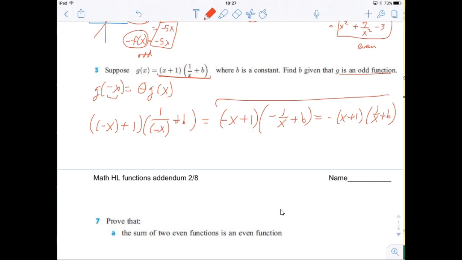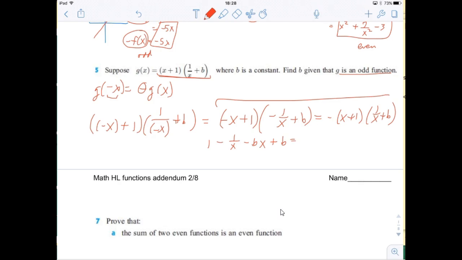So we are going to expand these with FOIL. The left one becomes negative x times negative 1 over x. Negative x times negative 1 over x is equal to 1. Now I'll do the inside. So 1 times negative 1 over x is negative 1 over x. We'll do the outside, which is b times negative x, which is negative bx. 1 times b is b.